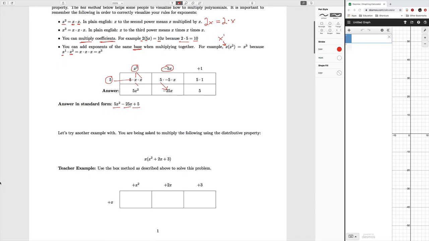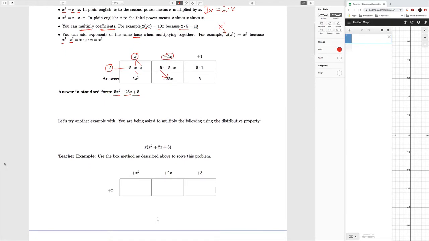Let's try another example down here. This time we have x times x. We're going to distribute here. Then we're going to distribute here. Then we're going to distribute here. And then we're going to distribute the x times the 3.